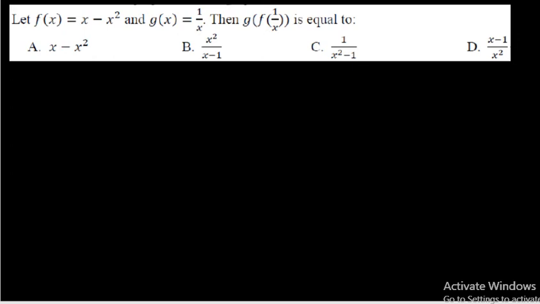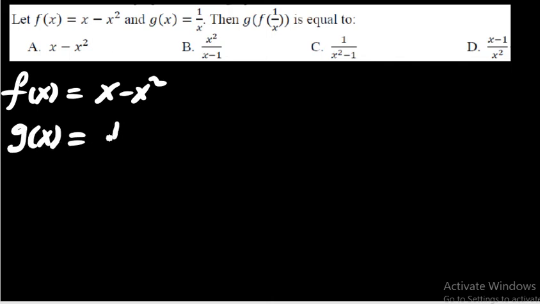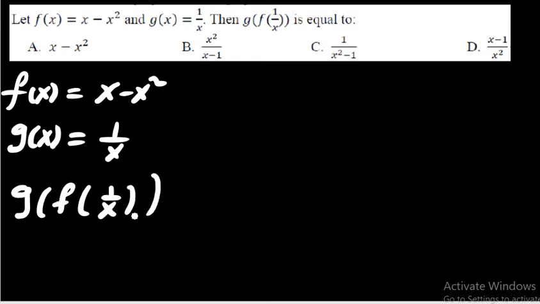The first one here is f of x equals x minus x squared and g of x equals 1 over x. So what is g of f of 1 over x? Okay, let us write down. f of x is equal to x minus x squared and g of x is equal to 1 over x. And then what is asked? g of f of 1 over x. This is what we are looking for.